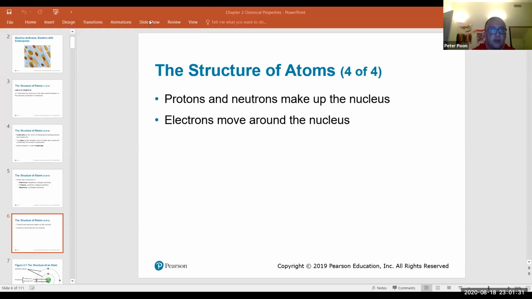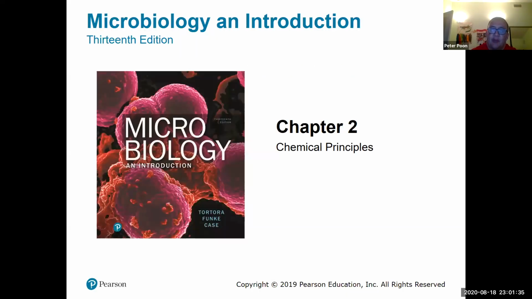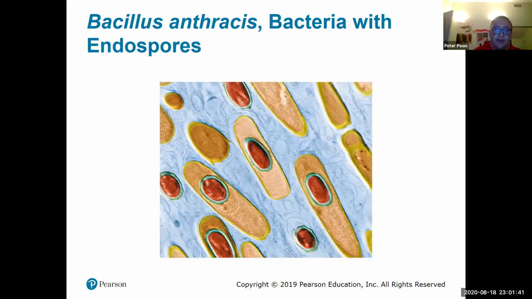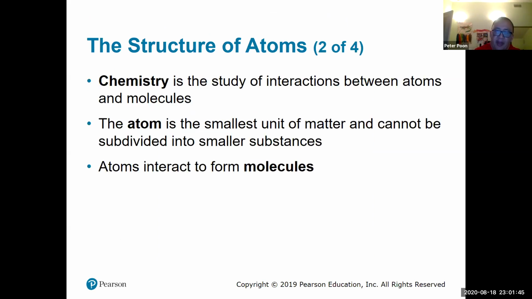All right, on to chapter 2. Basically, chapter 2 is an intro to chemistry. So let's go through all this stuff. Everything's made out of atoms. Chemistry is the study of interaction between atoms.